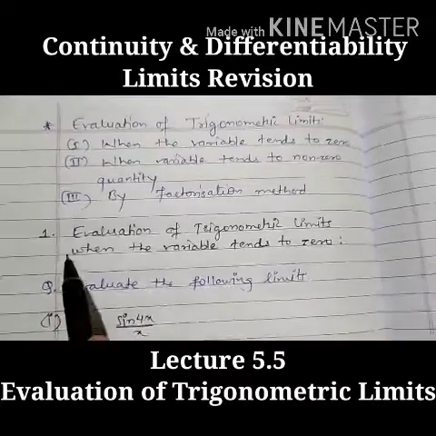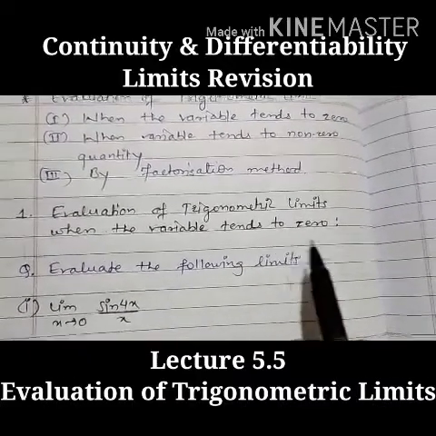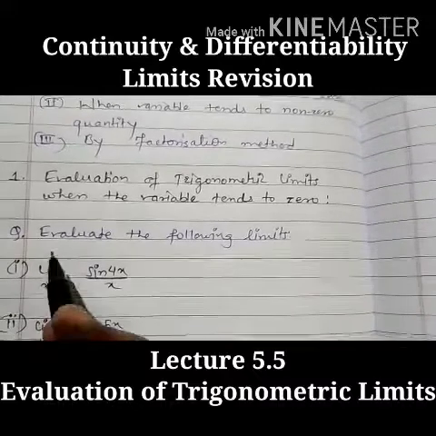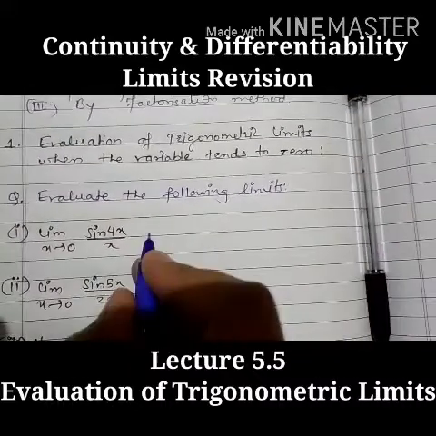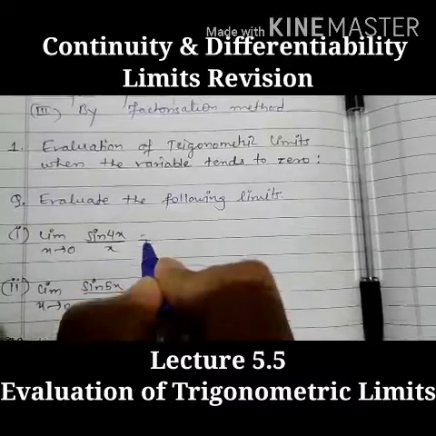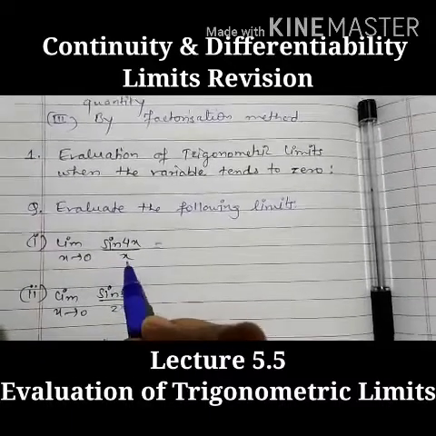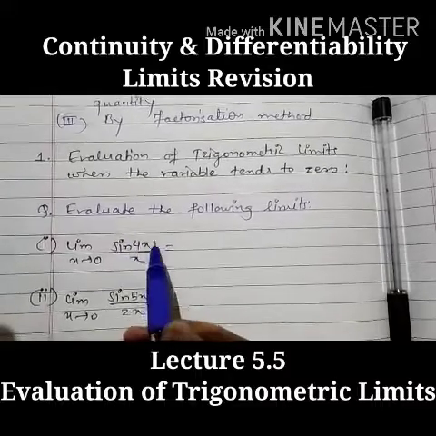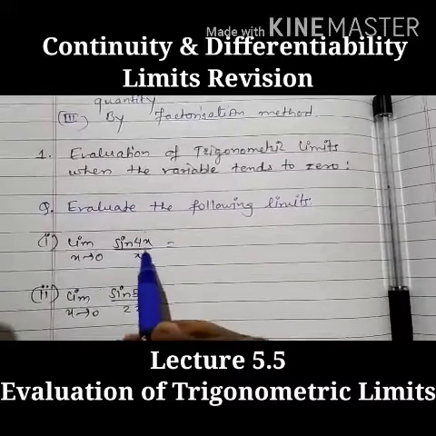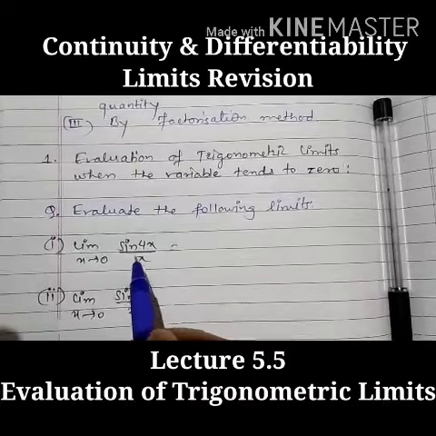Now we'll see the first one, evaluation of trigonometric limits when the variable tends to 0. Here we have to evaluate the following limits. We'll see these examples one by one. Now students, we know that limit as x tends to 0, sin x upon x is 1. But here sin 4x is there. So whatever the angle of the trigonometric function is, the same quantity should be there in the denominator. So we need 4 here.